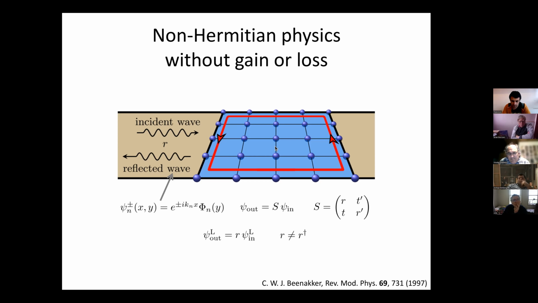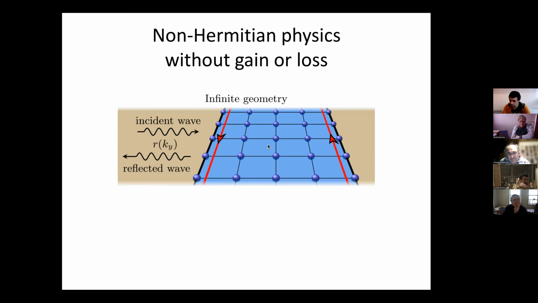So here's how this works. In order to determine the topological invariant of the system from the reflection matrix, you can go in an infinite geometry, or if you don't like an infinite geometry, you can also use a cylinder.